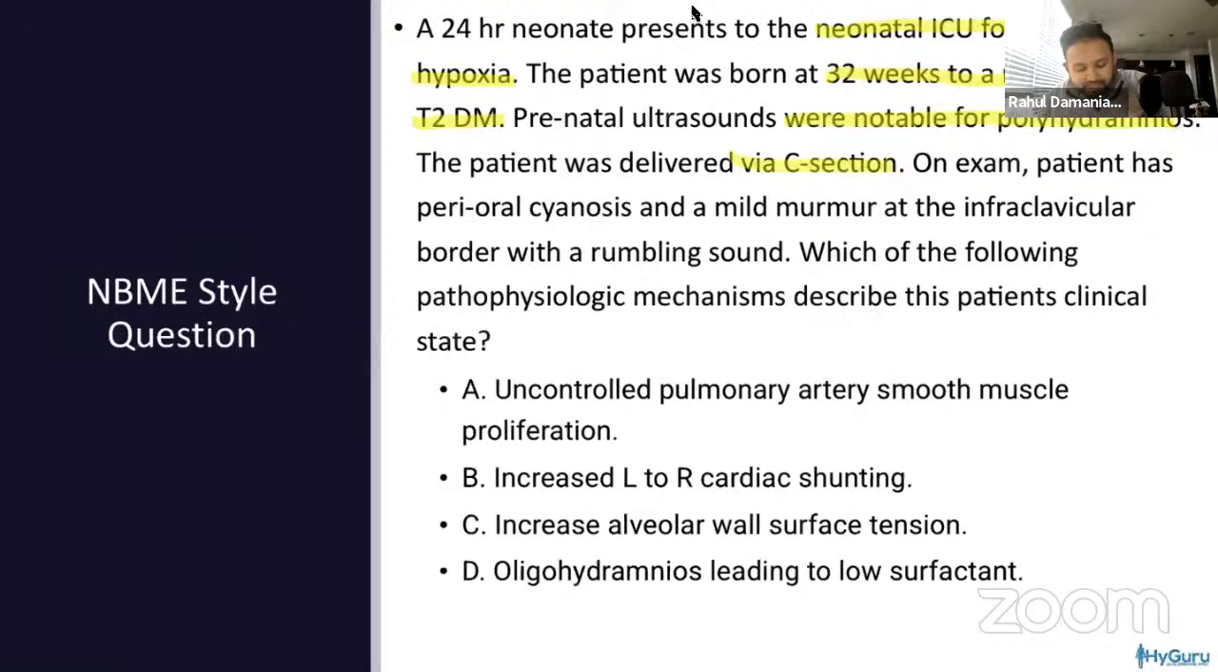On exam, patient has perioral cyanosis, a mild murmur at the infraclavicular border with a rumbling sound. That sounds like a PDA to me. Which of the following pathophysiologic mechanisms describe this patient's clinical state? A, uncontrolled pulmonary artery smooth muscle proliferation. B, left to right cardiac shunting. C, increased alveolar wall surface tension. Or D, oligohydramnios leading to low surfactant.